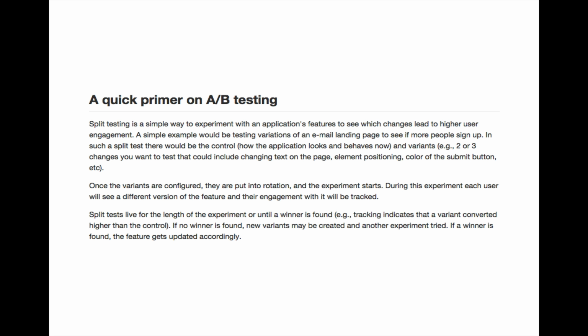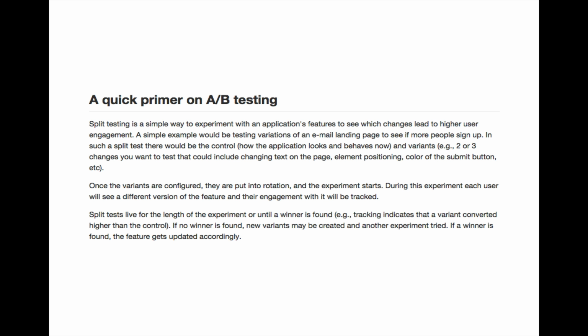So just for a quick primer, A/B testing, or split testing, is a simple way to experiment with an application's features to see which changes lead to higher user engagement. That's why the business does this. A simple example would be testing variations of an email landing page to see if more people sign up. In such a split test, there would be the control, which is how the application looks and behaves now, most likely how your test is written as it is now, and variants, two or three different changes you want to test that include changing text or element positioning, the color of the submit button, potentially even whole hog different things, which is bad news for your tests.